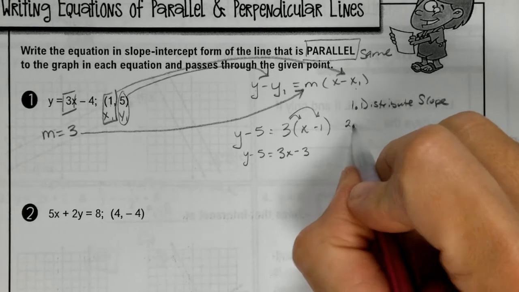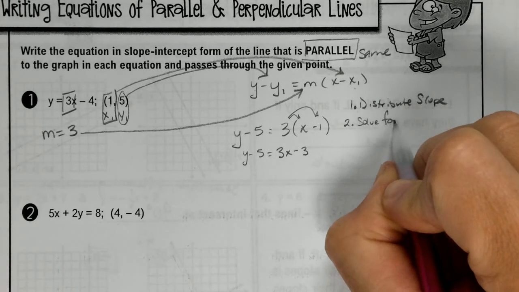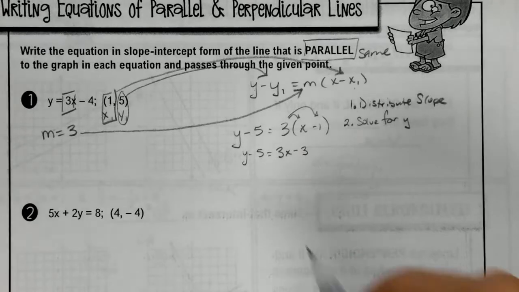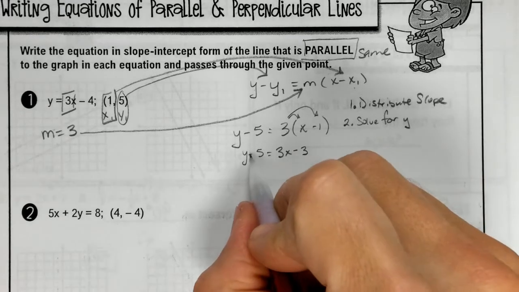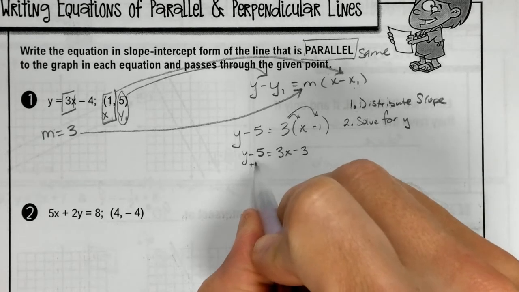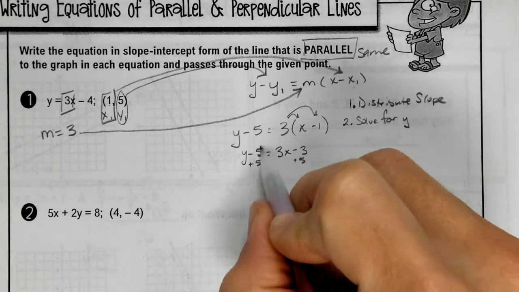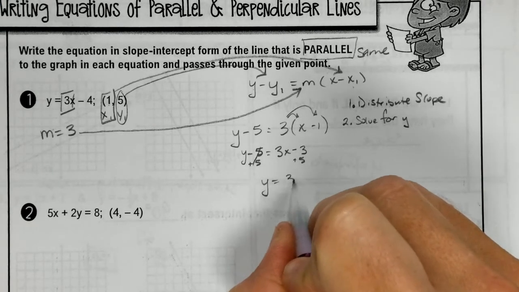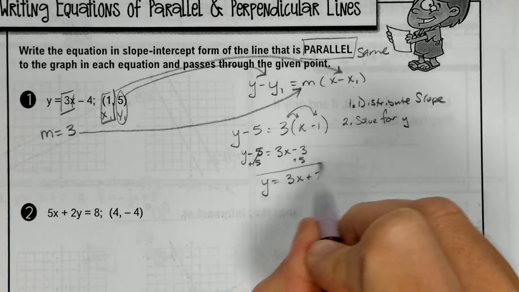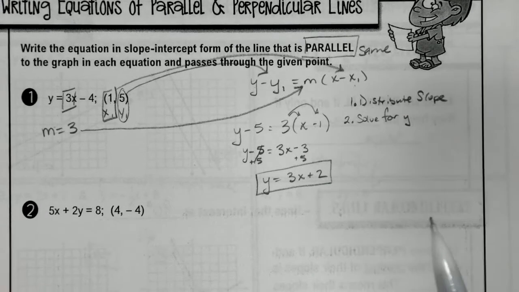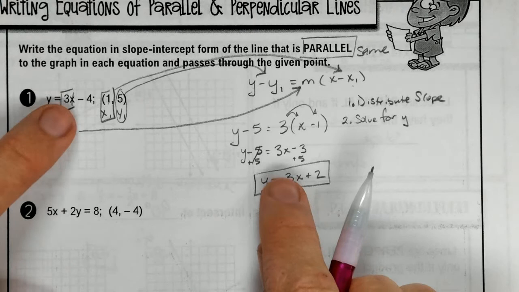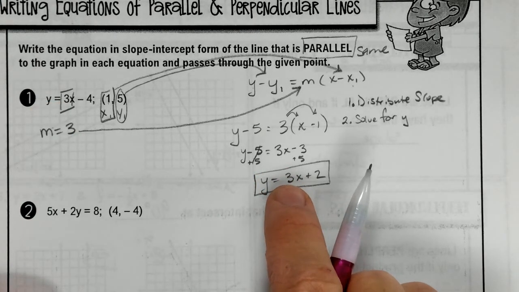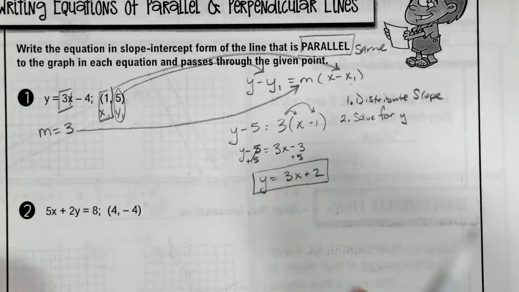Second step, solve for y. So I need to get the y by itself. I need to isolate for y. The inverse operation of a minus 5 is to add 5 to both sides. That goes away. You get y equals 3x plus 2. There you go. There's a line that is parallel. Again, parallel means they have the same slope. So it has a slope of 3. Guess what? My line better have a slope of 3. And it passes through the point 1,5. Parallel lines.